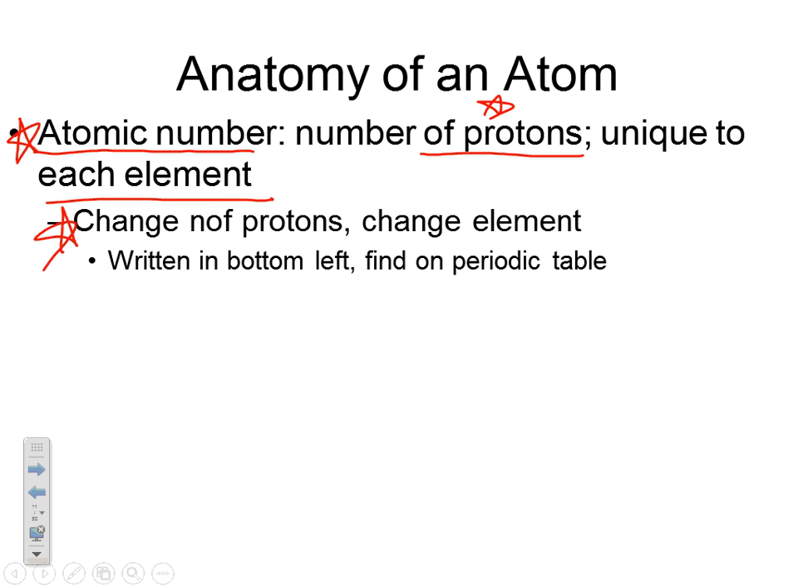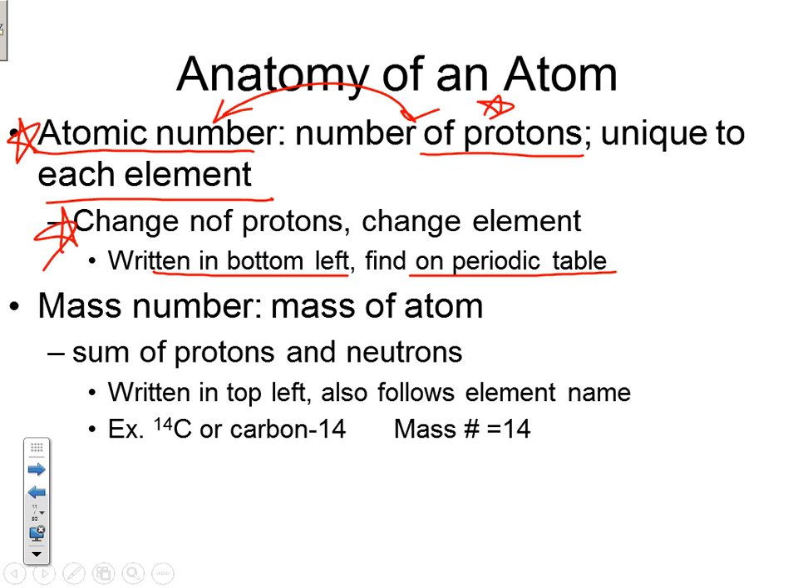Now, where do we write the atomic number when we're notating around an elemental symbol? We always write it in the bottom left-hand corner. So the bottom left-hand corner around any kind of symbol, if there's a number there, that's going to be your atomic number, which is your number of protons. And we can also find it right on the periodic table. If an atomic number has not been given to you, but you know the symbol, you can look up the symbol and find the atomic number on the periodic table.